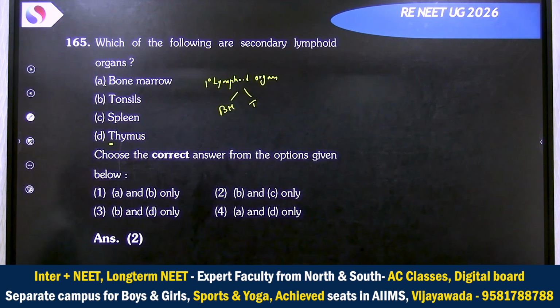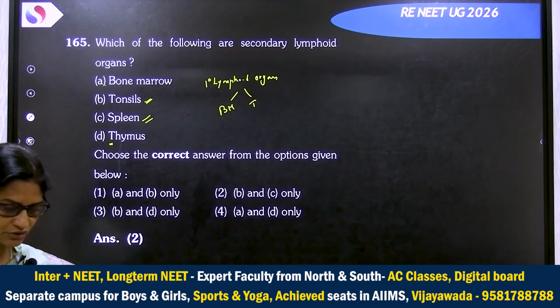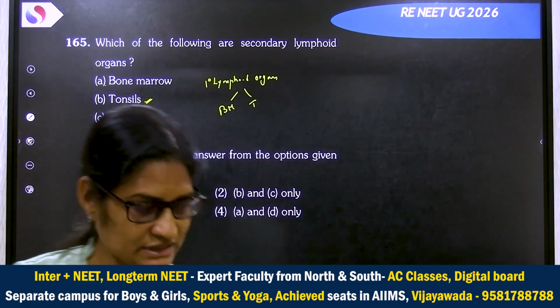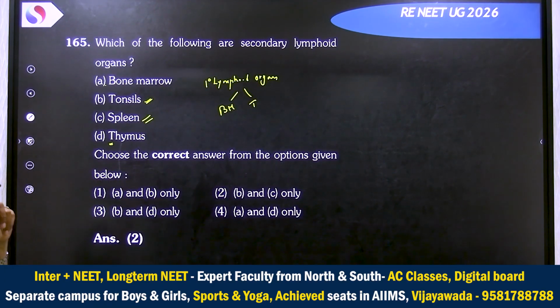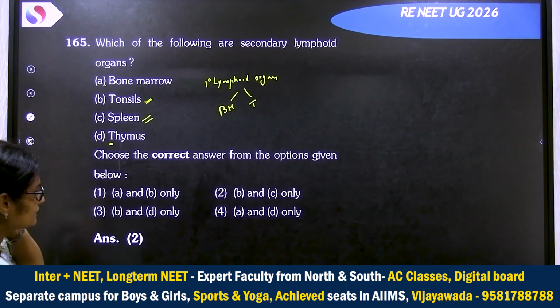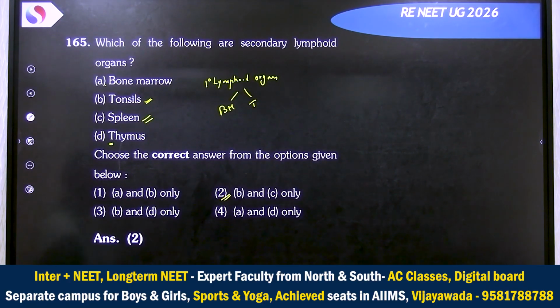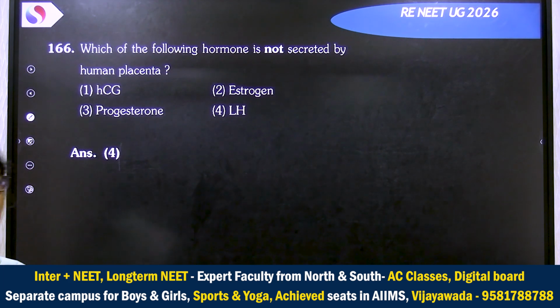The question is, which of the following are secondary lymphoid organs? Tonsil is a secondary lymphoid organ, spleen is a secondary lymphoid organ. While reading NCERT, you would have read about Peyer's patches present in the small intestine. Vermiform appendix also acts as a secondary lymphoid organ, along with tonsils and spleen. Here they gave tonsil and spleen. Our answer will be B and C. The correct answer is the second option. We will move to the next question, 166.